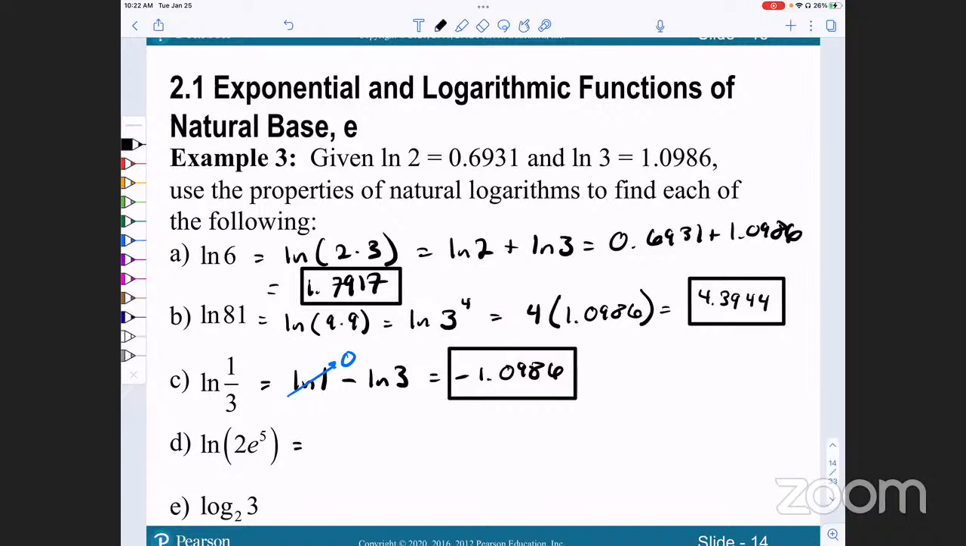First we can use the product rule. The log of the product becomes the sum of the logs. So this is going to be the natural log of 2 plus the natural log of e to the power 5. Natural log of 2 is given to us, 0.6931. Natural log of e to the 5, use the power rule, and natural log and e cancel each other out so that it becomes just 5. So then ultimately this is going to be 5.6931.